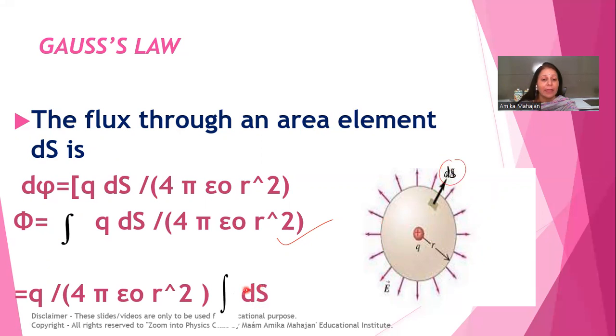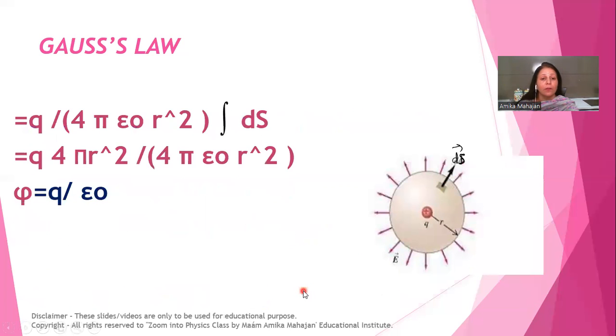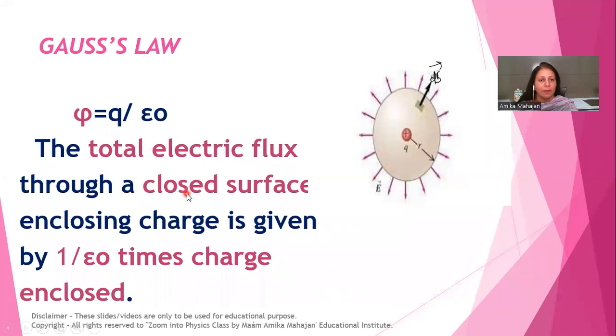So when I take continuous summation or I add up all these elements, again I will get a sphere of radius r. So total area of this sphere will be 4 pi r square. So integration of ds will be 4 pi r square. So q into 4 pi r square by 4 pi epsilon naught r square. 4 pi r square will cancel. So what is left? Q by epsilon naught. This is flux through a closed surface.